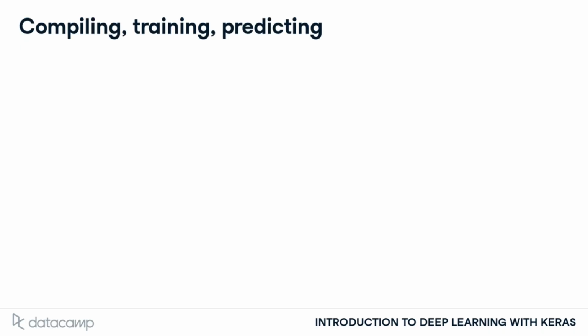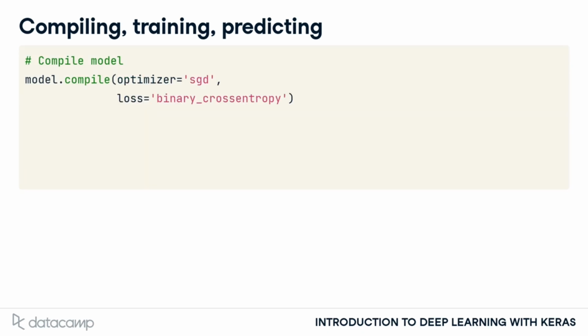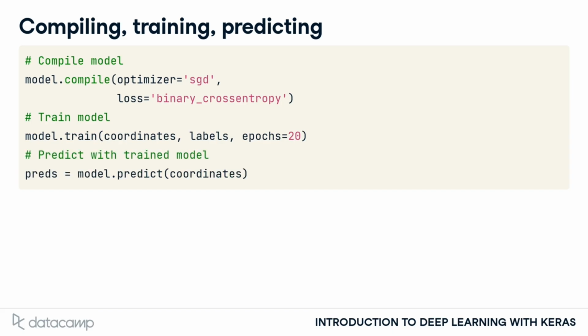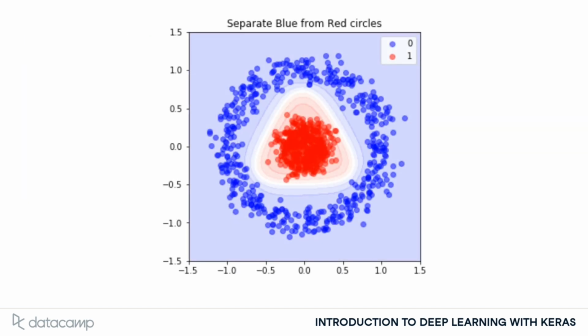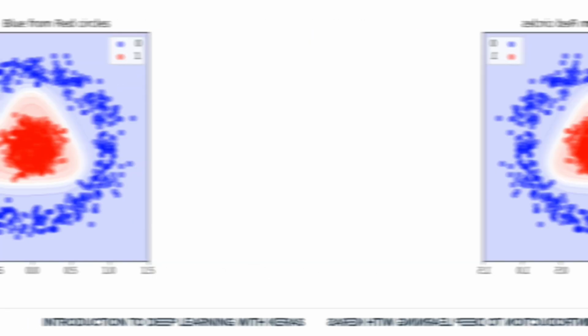Just as before, we need to compile our model before training. We will use stochastic gradient descent as an optimizer and binary cross entropy as our loss function. Binary cross entropy is the function we use when our output neuron is using sigmoid as its activation function. We train our model for 20 epochs, passing our coordinates and labels as parameters. Then we obtain the predicted labels by calling predict on coordinates. These are the boundaries that were learned to classify our circles. It looks like our model did pretty well.